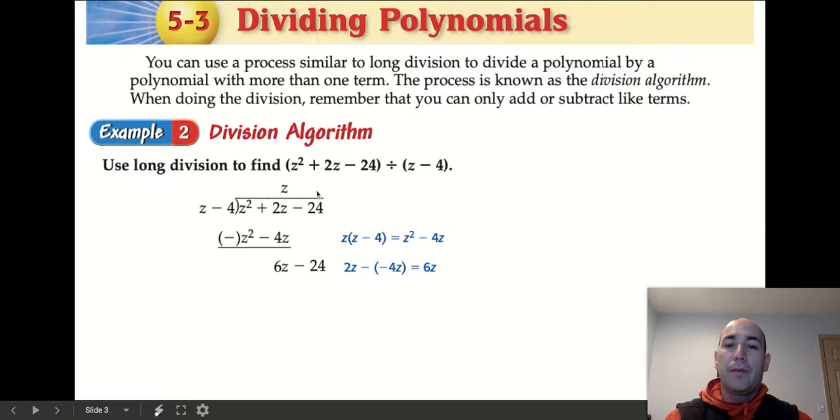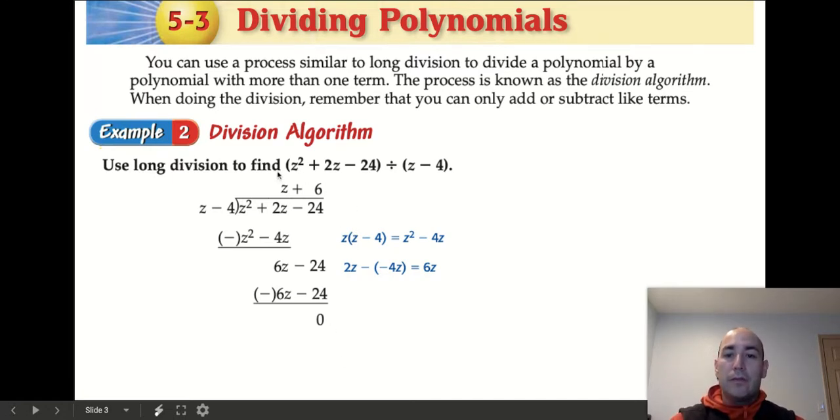And then again, up here, what times z will give me 6z? Well, that's going to be 6, right? So 6 times z is 6z. 6 times negative 4 is negative 24, right? And then I'm just going to go ahead and subtract them. So 6z minus 6z is 0. Negative 24 minus negative 24 is also 0. And there's nothing left to drop down. So this is my remainder. I get a remainder of 0.